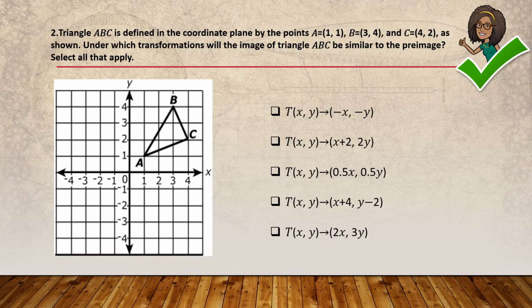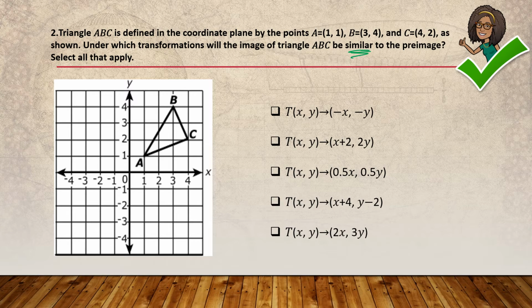Number 2 says triangle ABC is defined in the coordinate plane by the points A(1, 1), B(3, 4), and C(4, 2), as shown. Under which transformation will the image of triangle ABC be similar to the pre-image? Select all that apply. So right here we are looking for a similar transformation.